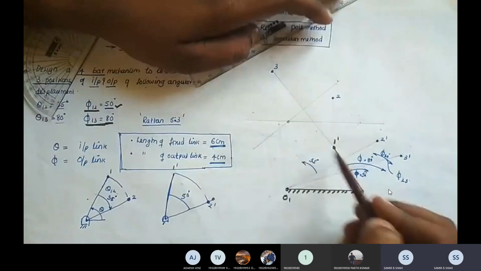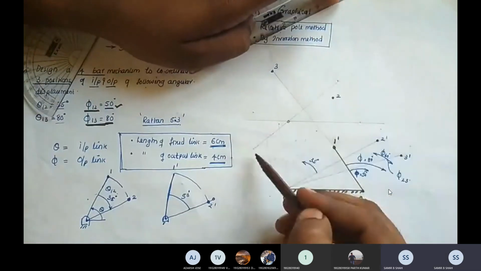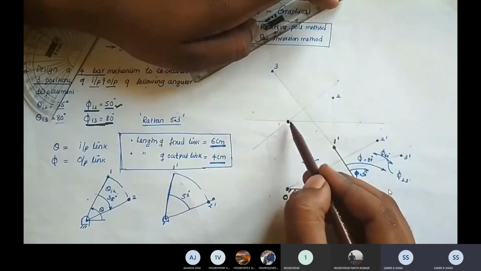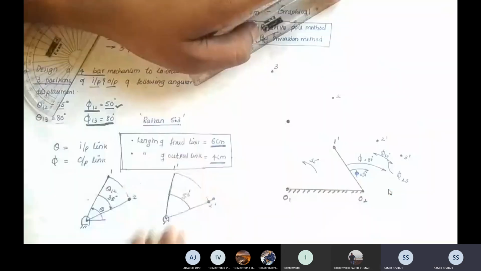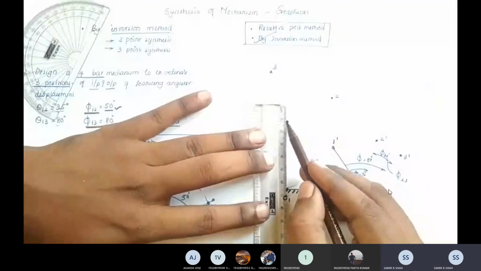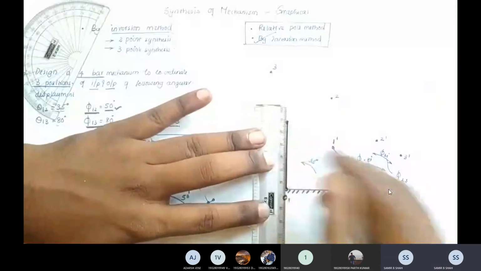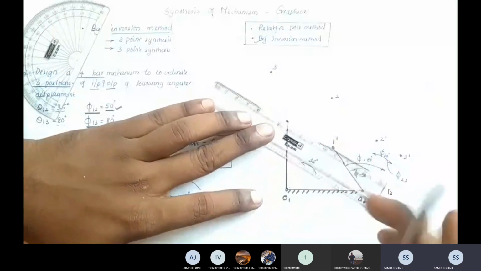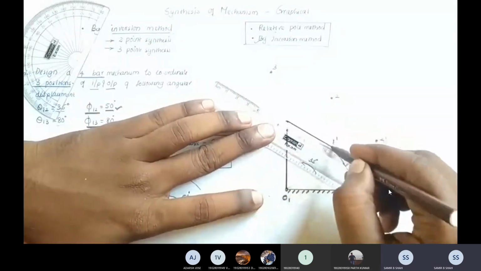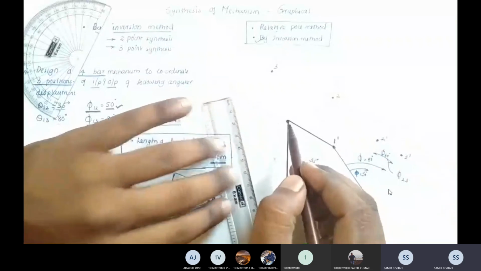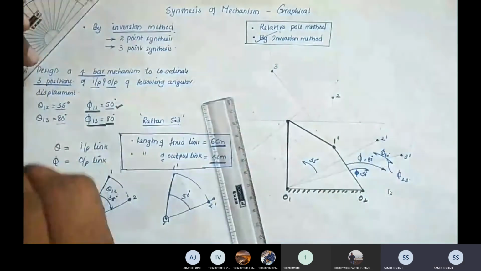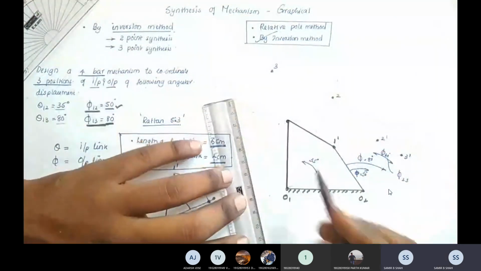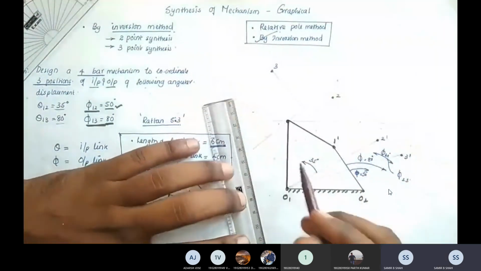O1 to 2 we draw a perpendicular bisector, and O1 to 3 we draw another perpendicular bisector. These two perpendicular bisectors will meet at a particular point. This is our intersect point. That means from this point to the fixed point, this should be our output length. And from this point to this one, this is our coupler length, to achieve this particular coordinate system.